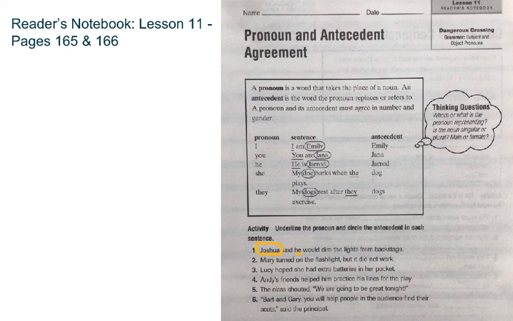All right, let's look at number 2 for practice again. "Mary turned on the flashlight, but it did not work." Well, the pronoun here is it, because I know a lot of you are going to want to say that the antecedent is Mary, but the pronoun is it there, so it is referring to the flashlight. So the antecedent, or the noun for this one, is flashlight.